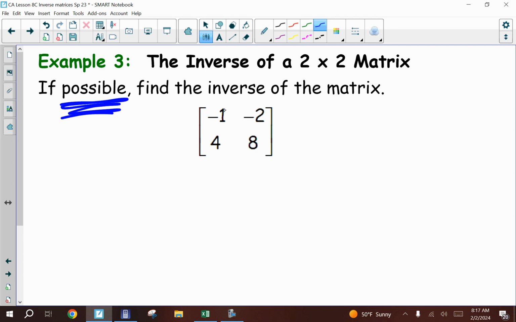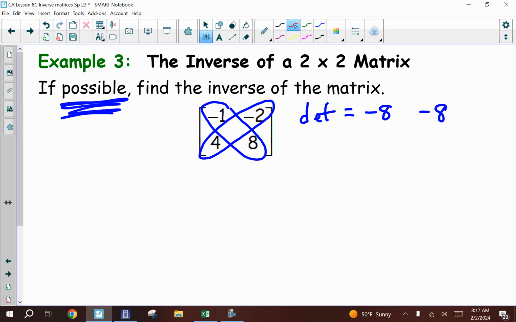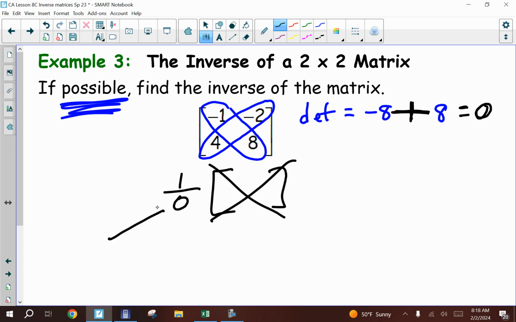Okay, so here we go. I've got this guy right here. I've got to find the determinant first. So that determinant is going to be -8. And then we do this guy right here, and that's going to be another -8. And then we put a minus in between. So because we have that double minus, 2 minuses turn into a plus, and then that gives us 0. So you can see this is exactly what I was talking about. If we were to continue, we would end up with 1/0, which is bad, and I don't even have to finish this. The fact that that has a 0 means that this is not possible.